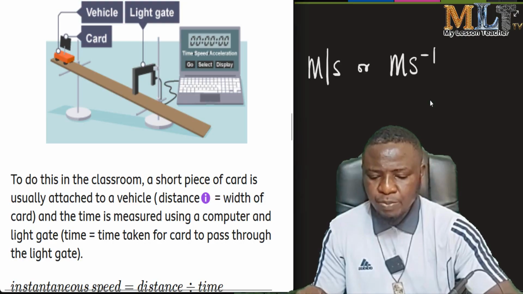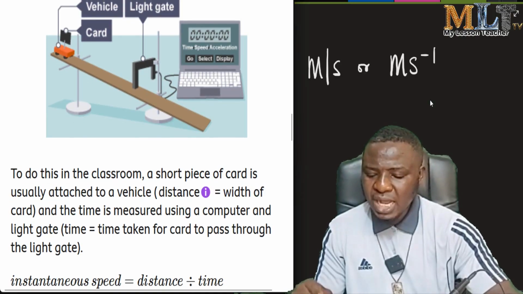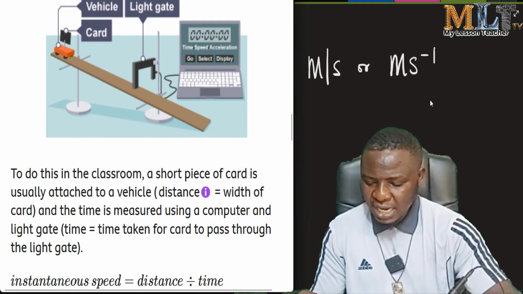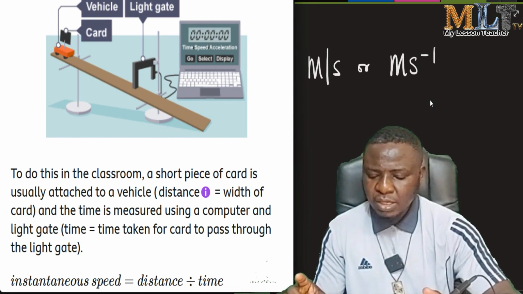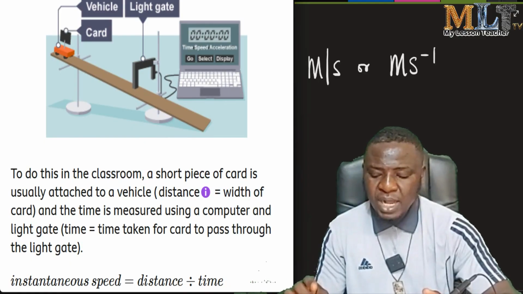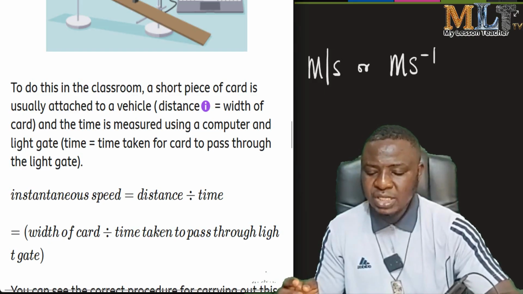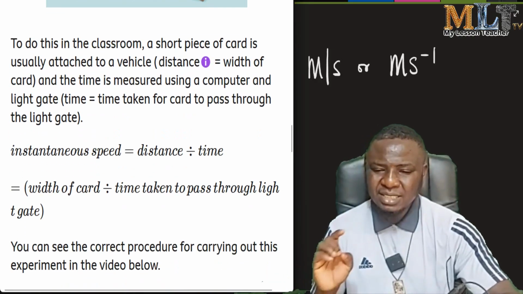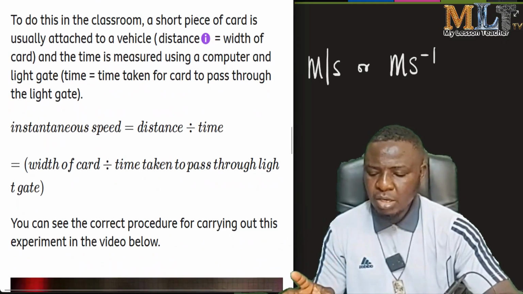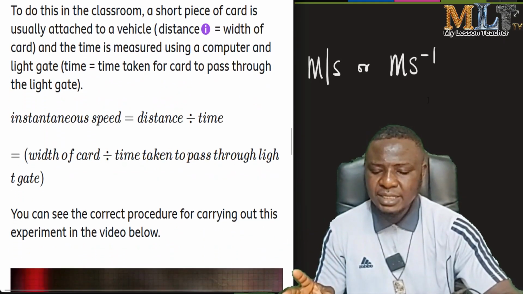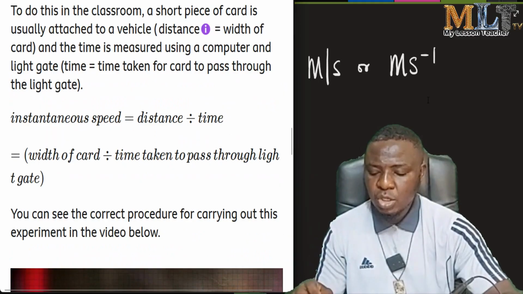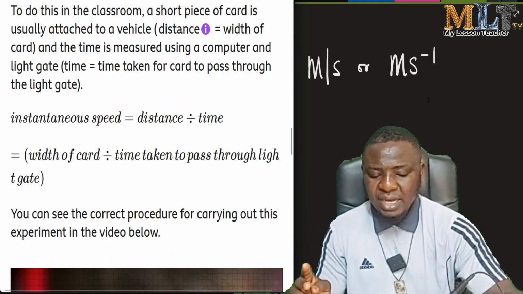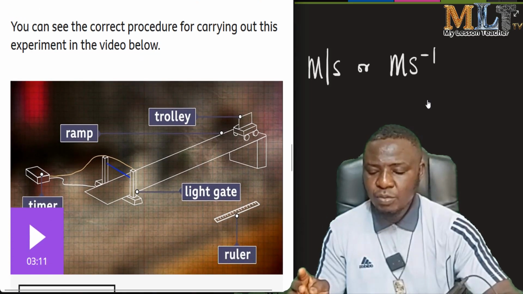Now, to do this in the classroom, a short piece of card is usually attached to a vehicle. Distance is equal to the width of the card, and the time is measured using a computer and light gate. Now, the time is the time taken for the card to pass through the light gate, like I said. So instantaneous speed is equal to the distance divided by the time. Now, the width of the card divided by the time taken to pass through the light gate gives you the instantaneous speed. You can see the correct procedure for carrying out this experiment in the video below.